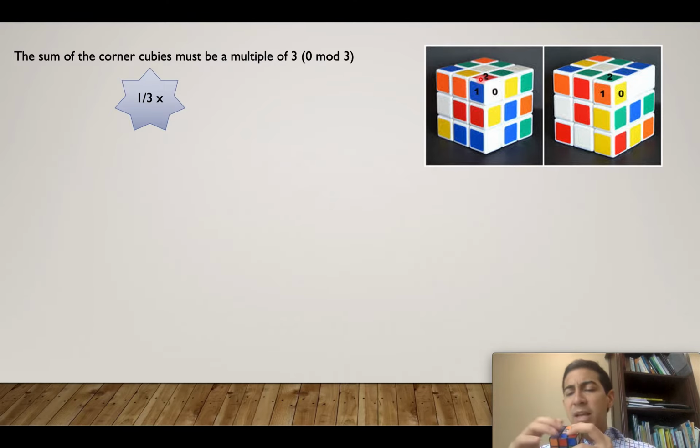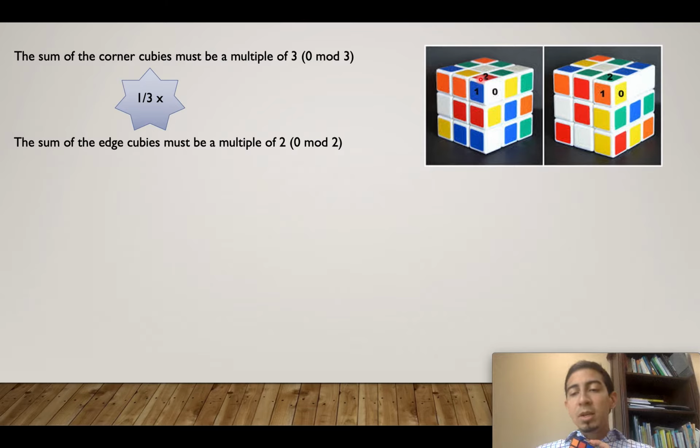Because there is an equal chance that you're going to get a sum of 1 mod 3 or 2 mod 3. If you consider all possible ways you can break the cube apart and put it back together, a third of them will have a sum of 0 mod 3 once you add the top corner faces and the bottom corner faces.